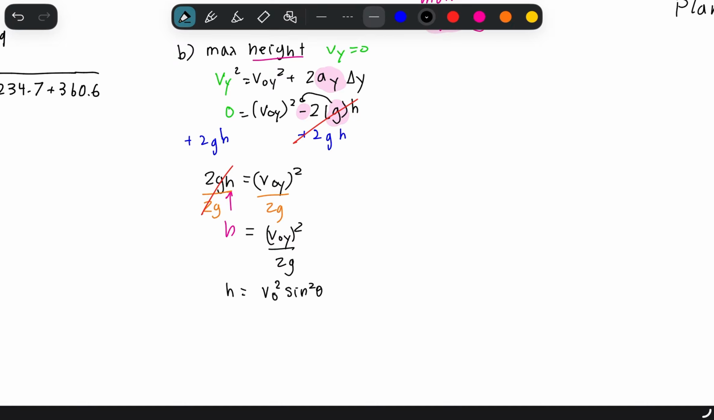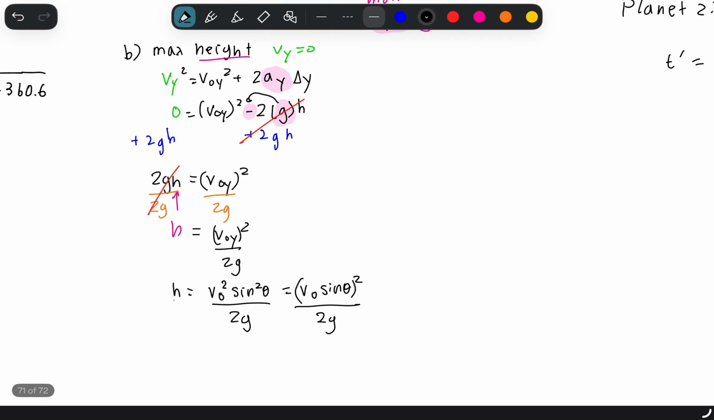And we know that V initial y squared is V initial squared sine squared theta. All we did here is, for this step, we had V initial sine theta, and it was squared, so we just multiplied them by each other: V initial sine theta times V initial sine theta. So then we multiplied, and we got this, all over 2g.